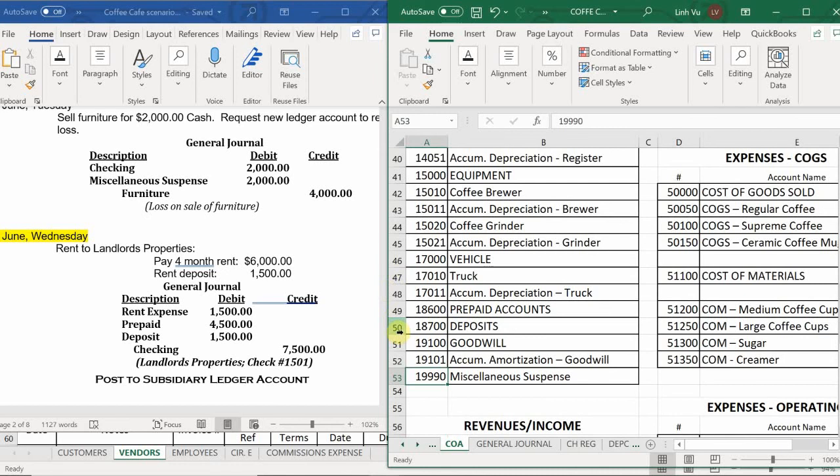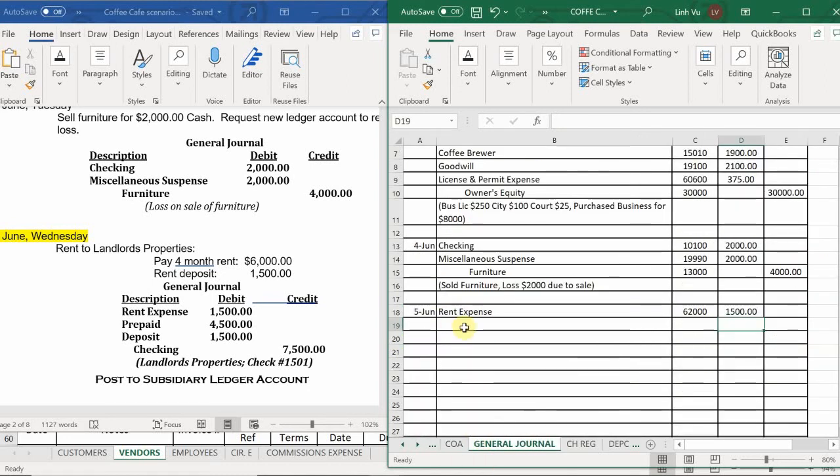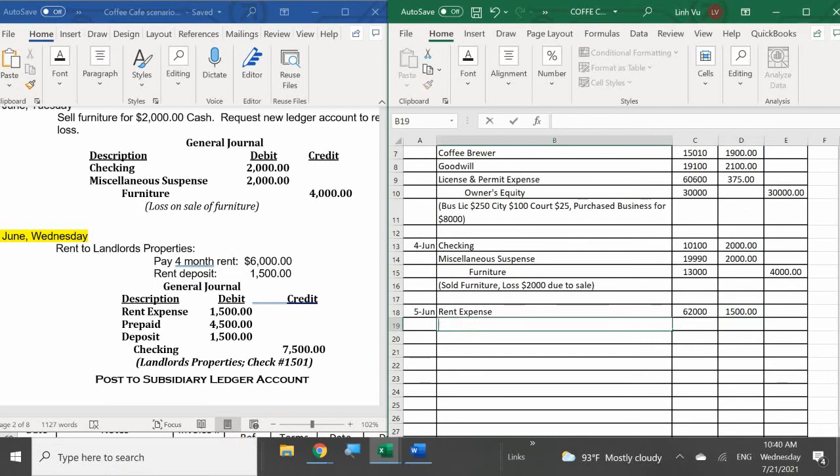Okay. So as I mentioned before, it's an intangible asset. So here we have a prepaid accounts. And right here, we already have the deposit. So might as well just grab the deposit here as well. All right. So we have 18,600 and 18,700. Okay. So prepaid accounts. And we have the deposit.